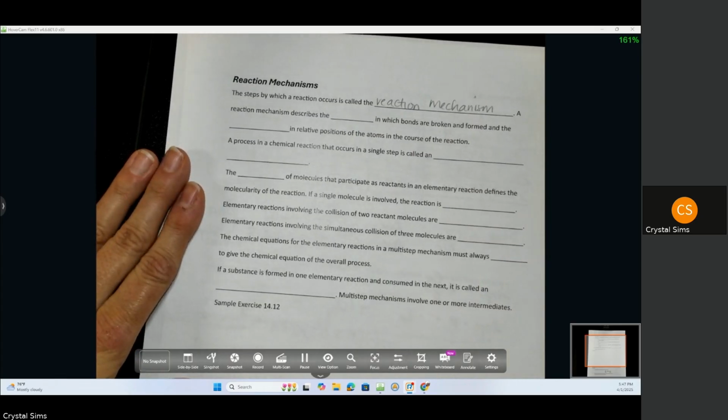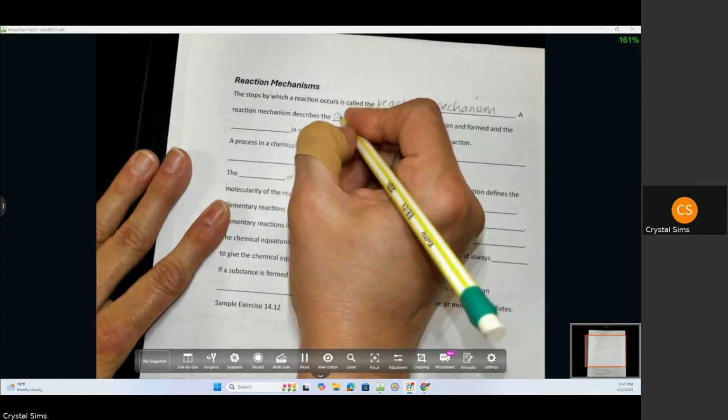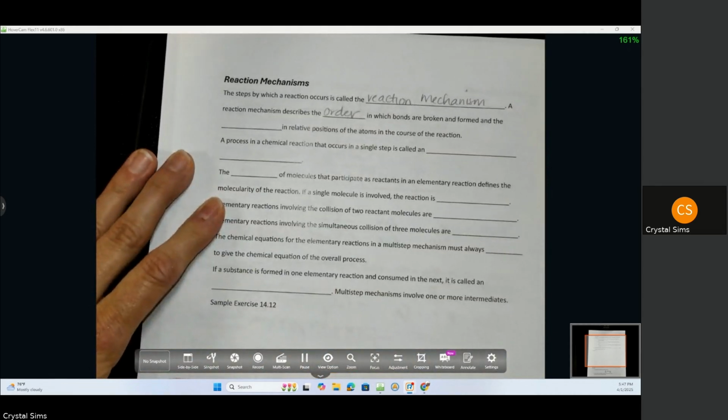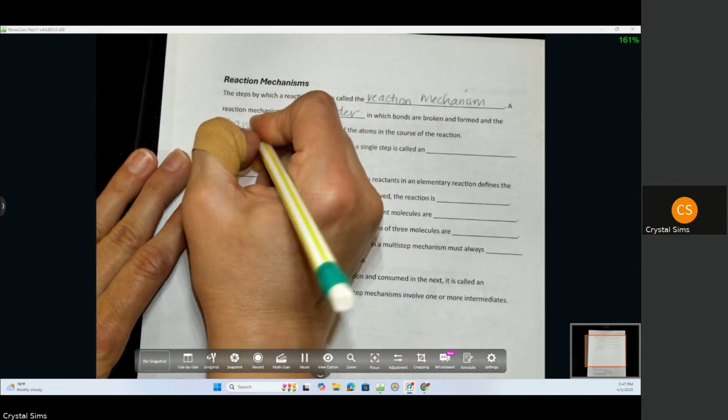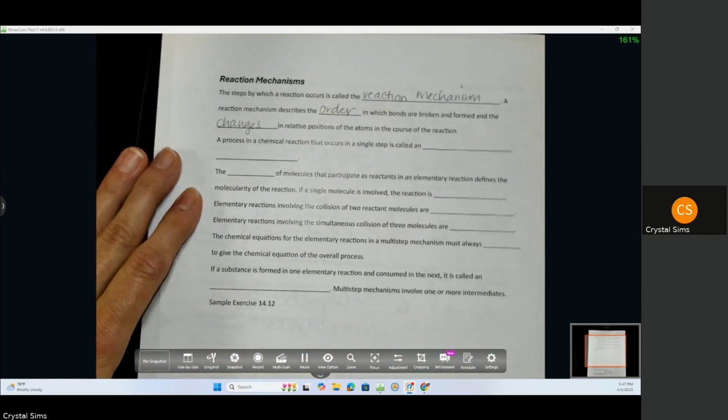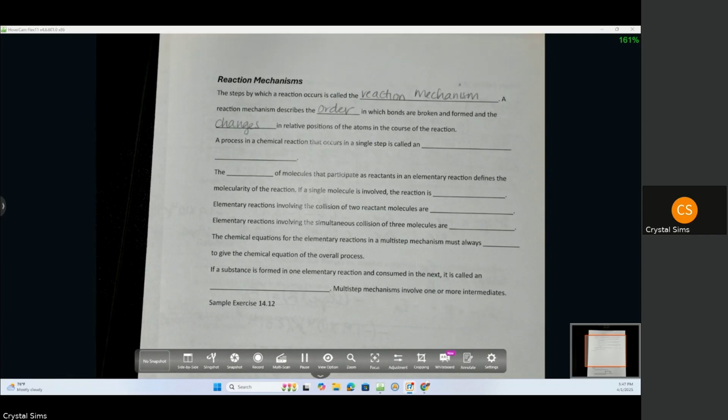And the reaction mechanism describes the order in which bonds are broken and formed, and the changes in relative positions of the atoms in the course of the reaction. So the reaction mechanism is what we're going to use to describe in what order bonds are broken and then reassembled or formed, and then the changes in the atoms. So where are the atoms moving? Where's that nitrogen going? Where's that oxygen going? So that's what a reaction mechanism is going to do.